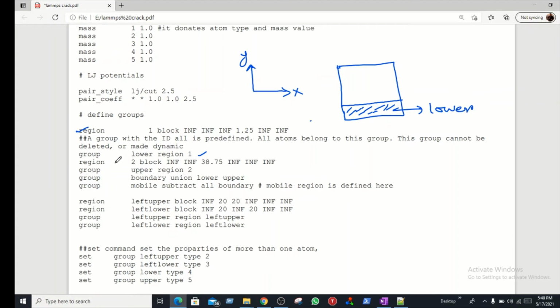Then we are again declaring a region 2 where the x limit is infinity to infinity, and the y limit is 38.75 to infinity, and z is infinity to infinity. That means it is 38.75 to infinity. That means this will be our region 2, and we are declaring that region 2 will be in group upper, that means it is our upper group.